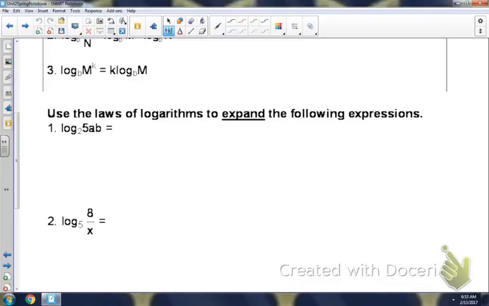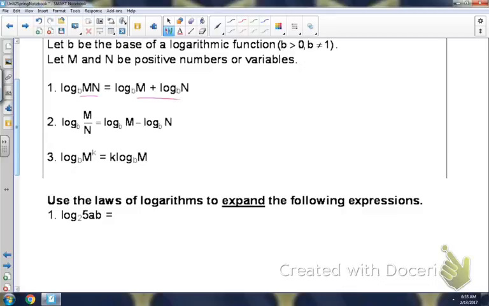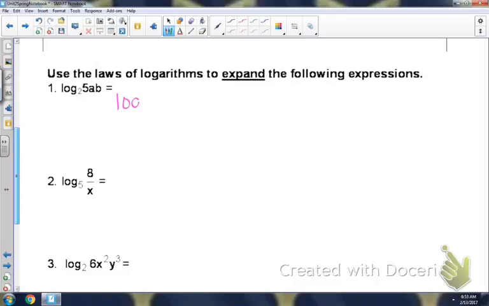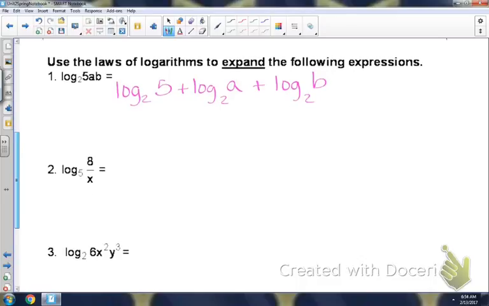So if you look back up at the top, when you're multiplying, you can expand it by adding them. So my base will not change, so log base 2 of 5, plus log base 2 of A, plus log base 2 of B. So all we did was we expanded those logs. We were multiplying 5 times A times B, so we can rewrite that as the log base 2 of 5, plus log base 2 of A, plus log base 2 of B. Okay. All right, example 2.